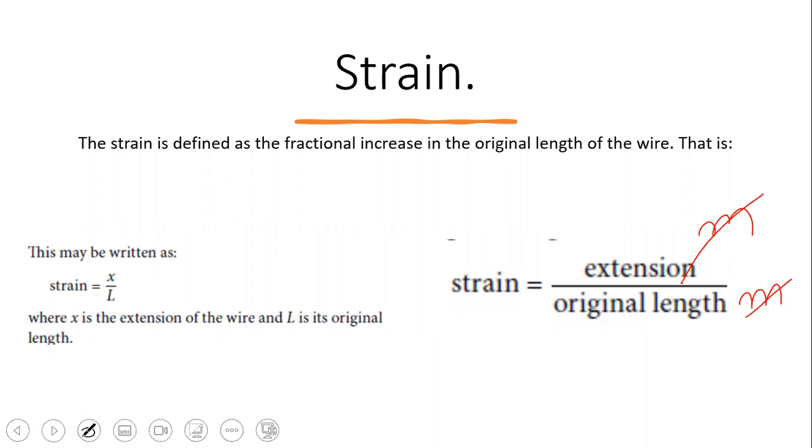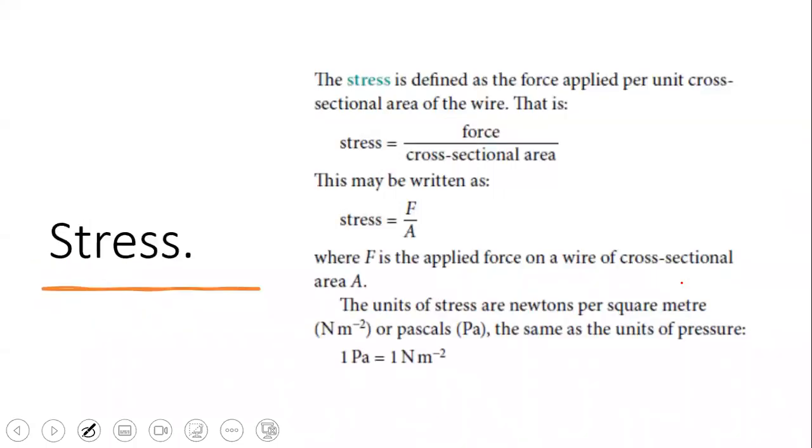This is strain. Now, we have another terminology that is stress. What is stress? Stress is force per unit cross-sectional area. Force per unit area. We have heard the same definition somewhere else, haven't we? That is also the definition of pressure. Pressure is force per unit area. Stress is also force per unit area. That is why the unit for stress can also be Pascal.